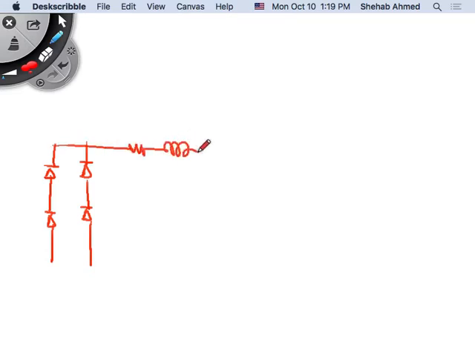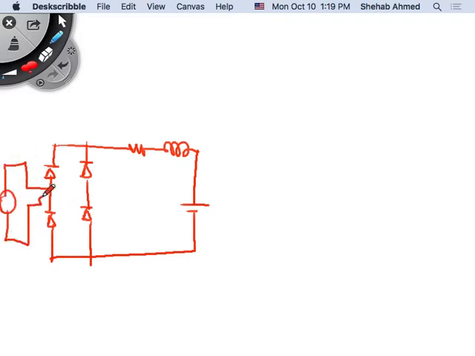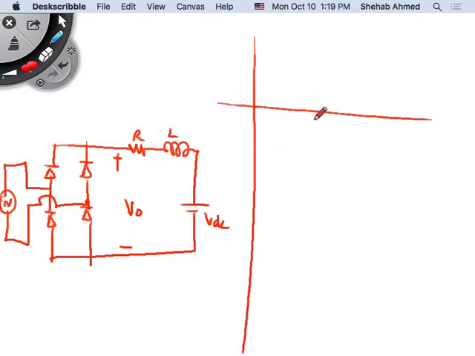My R, my L, and my DC source. And this is my AC source. And my output, the output is the voltage across the full RL and a source, right? My input voltage is like every time, it's a nice sine wave. The output voltage.